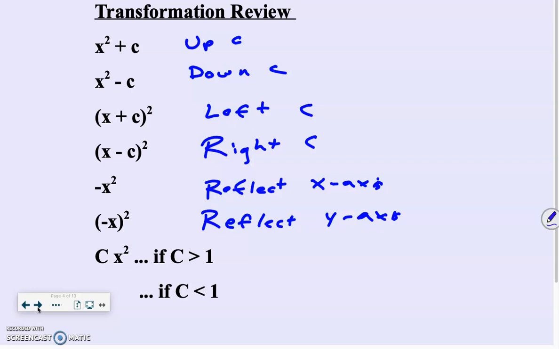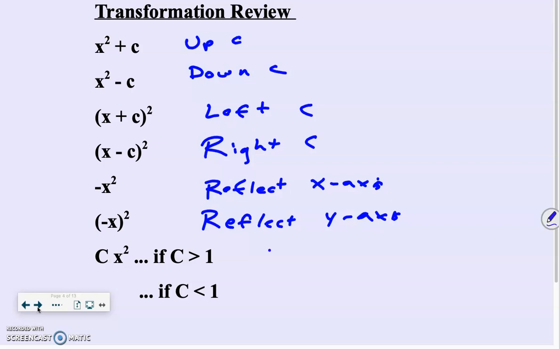what's going to happen with a quadratic, thinking about your parent function? Because it's an even function, are we going to be able to tell a difference if we have a negative there? I'm not saying that it isn't reflecting on the axis of symmetry, but we can't tell, because of the axis of symmetry and how it works. What about c out front as a coefficient? C times the quantity x squared. If c is greater than 1, what's that?